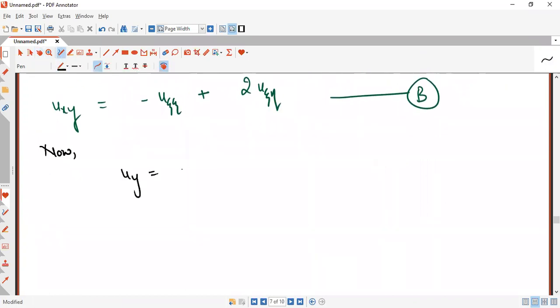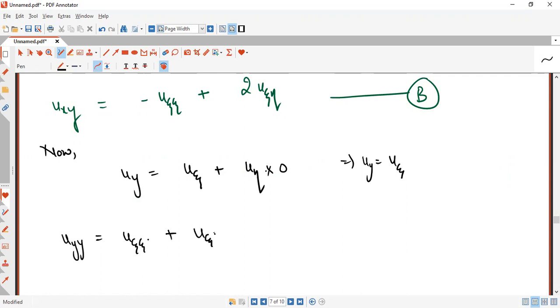Now uyy. What is uy? U xi into xi y, and xi y is 1, so u xi plus u eta into eta y. Eta y is 0. Right? So uy is u xi only. Now check for uyy. U xi xi into xi y, xi y is again what? 1, plus u xi eta into eta y. Eta y is what? 0.